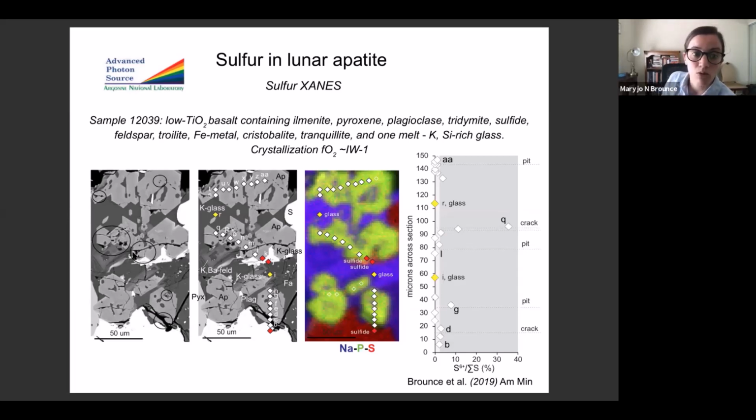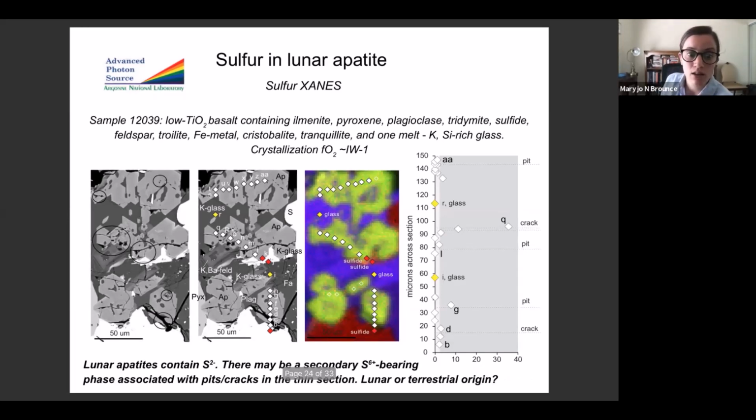And so we conclude again that the lunar apatites contain sulfur 2-, but that there are sulfur 6+ absorption features in some of these spectra.